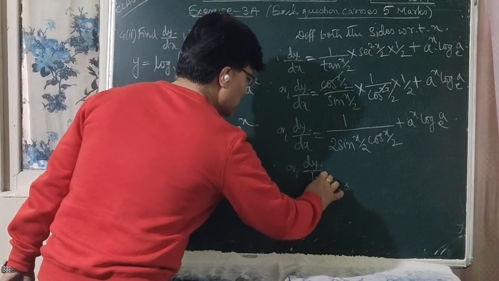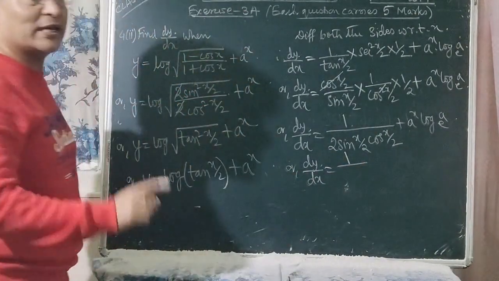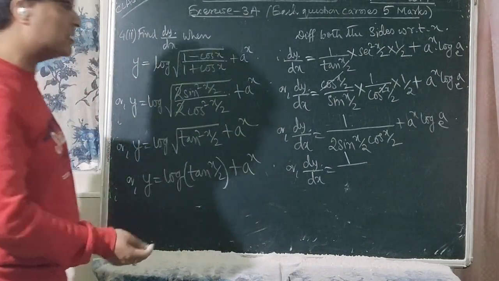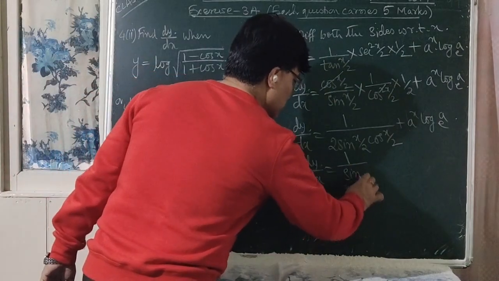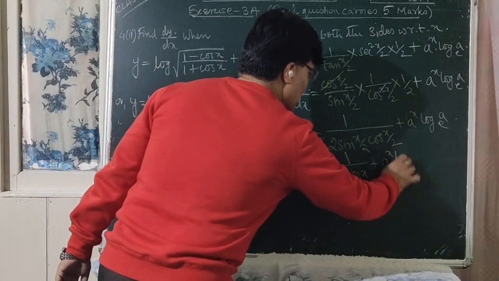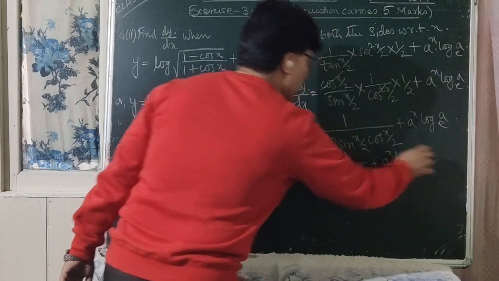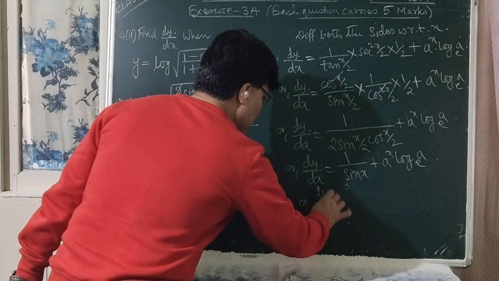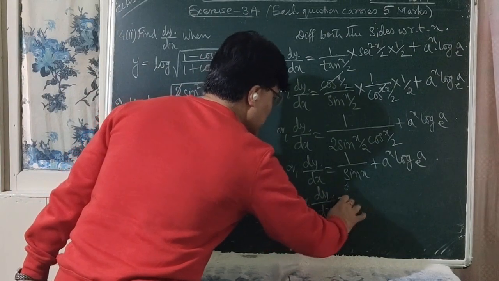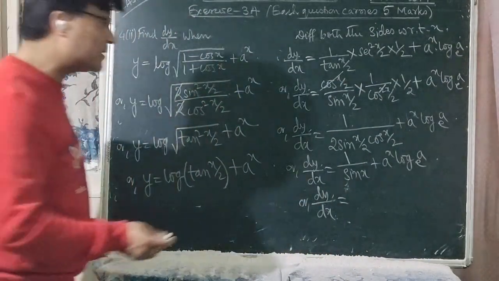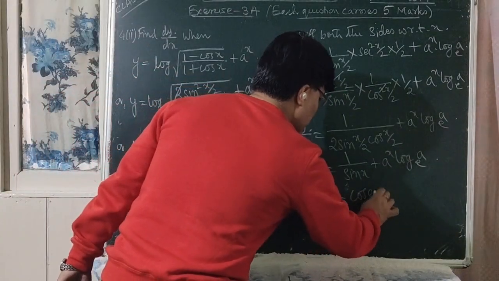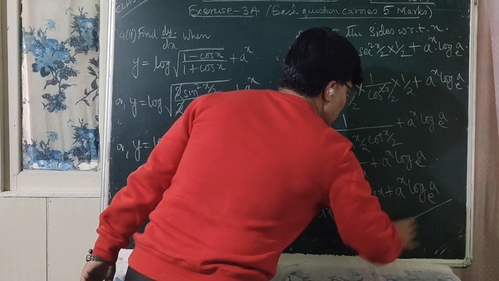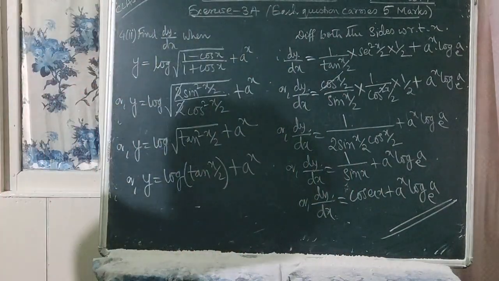Now what is dy by dx? Dy by dx is equal to 1 upon, what is 2 sin x by 2 cos x by 2? That is the formula from submultiple angles, that is it is sin x. So this is sin x plus a to the power x log a base e. And again, what is 1 by sin x? It is cosec x. So dy by dx is equal to cosec x plus a to the power x log a base e. So this is the final answer.